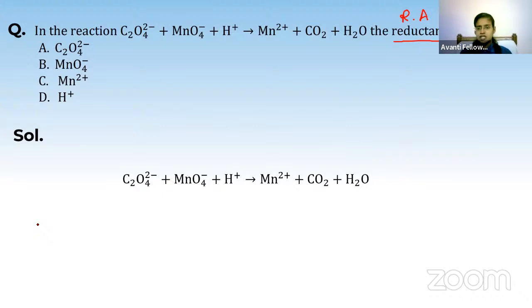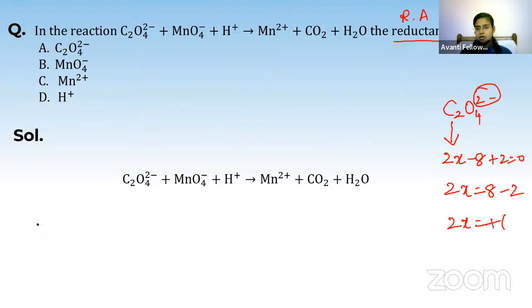For carbon, it is C2O4 2-, right? So how will you find out for carbon? There are 2 carbons. Okay, let's check. What is the oxidation state of carbon? 2x. 4 into -2 is -8. And it has a charge of 2-. So it is -2. So 2x is equal to 8 minus 2, which is 6.